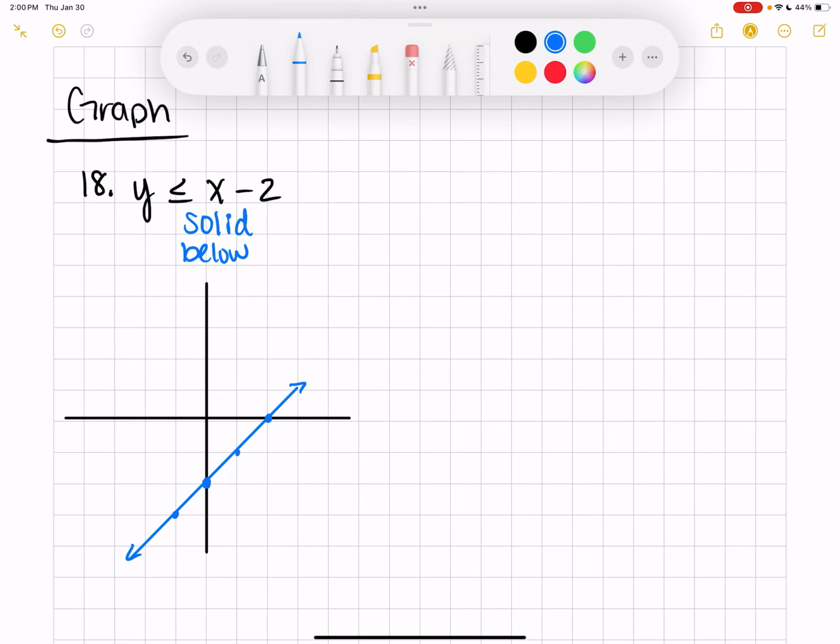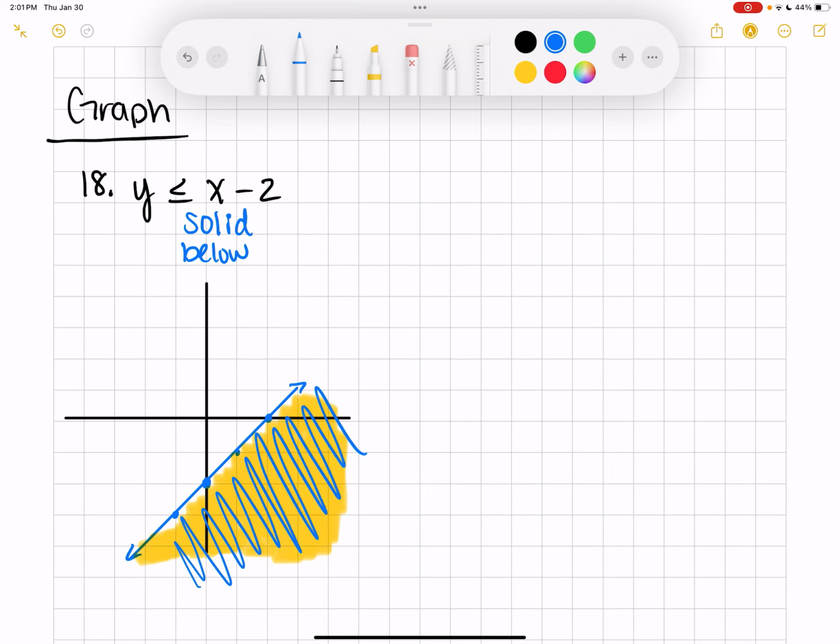Now, shading. So I'm going to use my little highlighter here. So I shade below. So I'm shading down here. It's not going over the line, but it's everywhere down here on my graph. If you're only using a pencil and not a highlighter or a colored pencil or something, when you do it, you need to do something like this, so that it's evident where you have shaded.